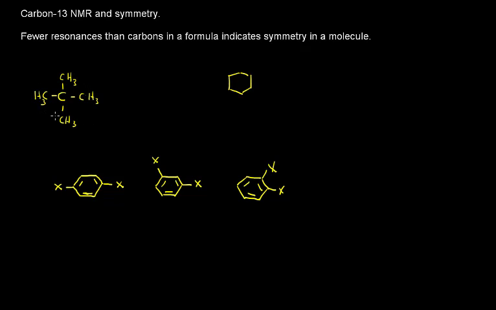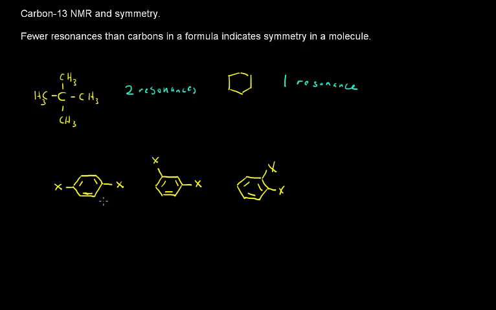So in this molecule, we have 4 methyl groups that are all chemically equivalent, bonded to one central carbon, and so you're going to see 2 resonances. In cyclohexane, there's only one type of carbon, so there's only one resonance. You see a single resonance for cyclohexane.